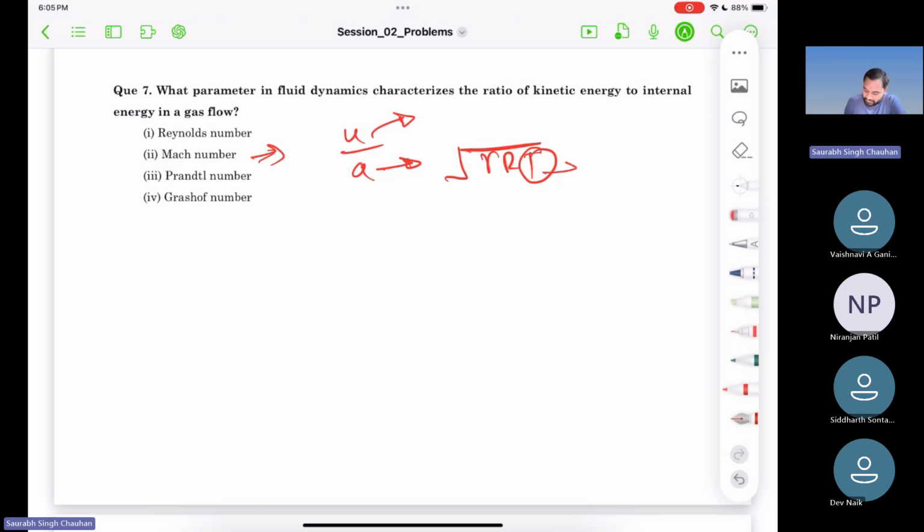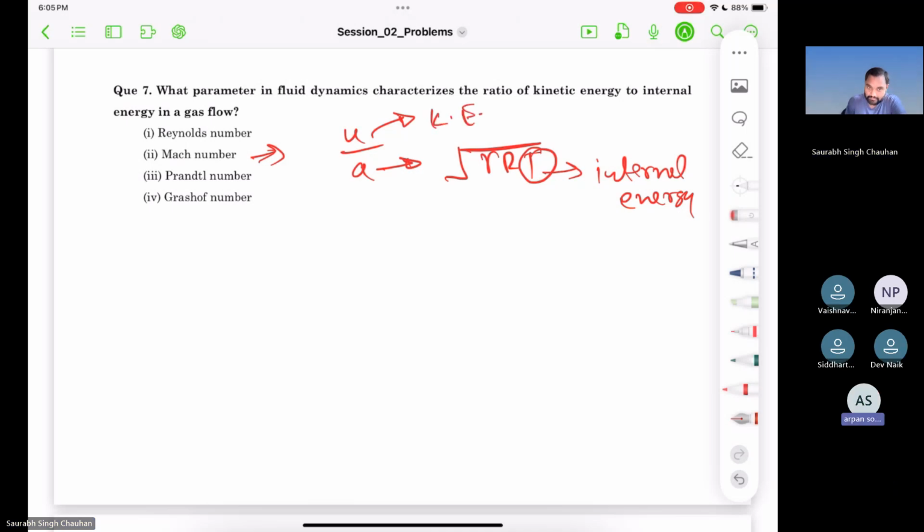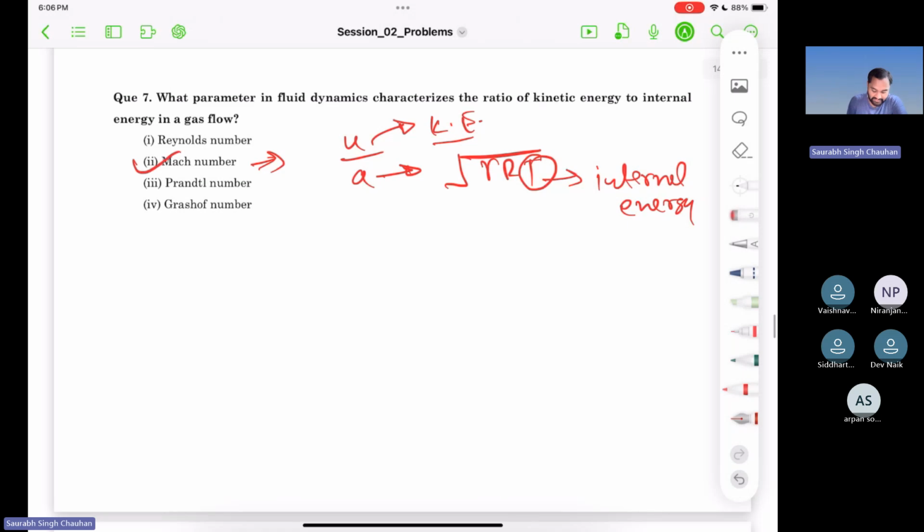So it is related to internal energy, and it is related to speed. So it is directly related to the kinetic energy. So Mach number is the correct option. The second option is the correct option.